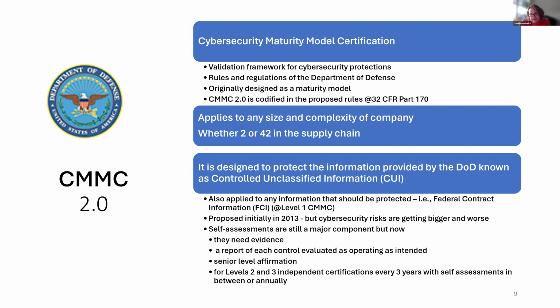So this is a listing here. Self-assessments are still a major component, but now they're saying you have to provide evidence. You have to report that every control was actually evaluated and is operating as it's supposed to. You need that senior level affirmation. Sorry for anybody that was depending on sales before. They're not going to accept that unless the CEO is a salesperson. And then for levels 2 and 3, there are independent certifications every 3 years, and then there are self-assessments in between, or annually. So these self-assessments are a big deal.